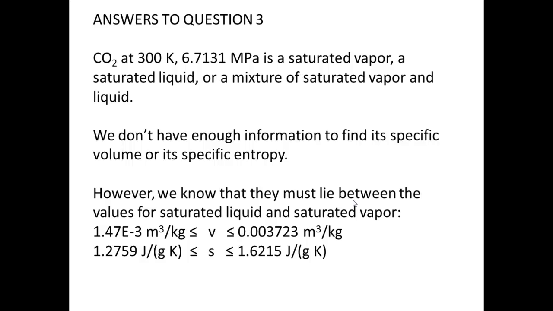So what can we say in answer to question 3? Well, when CO2 is at 300 Kelvin and 6.7131 megapascals, it is either a saturated vapor, a saturated liquid, or a mixture of saturated vapor and liquid. That's not really knowing what the phase is, but it's narrowing it down. Next, we don't have enough information to find the values of specific volume or specific entropy. However, we do know that they must lie between the values for saturated liquid and saturated vapor. So we have bounds for values of V and S.